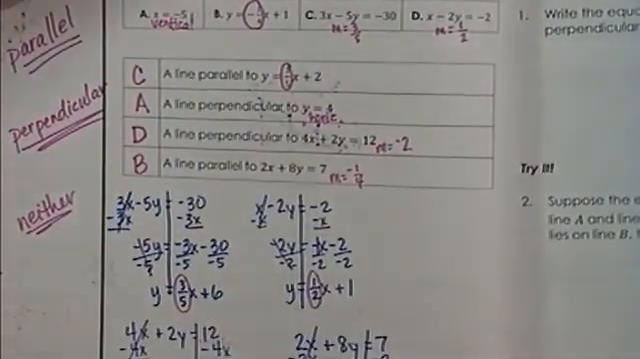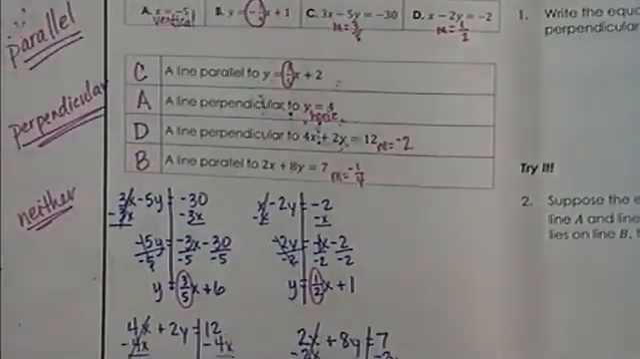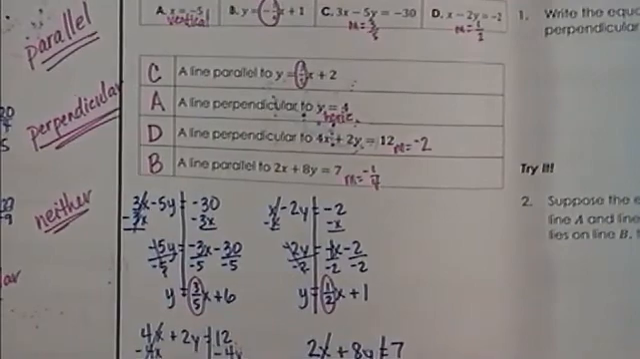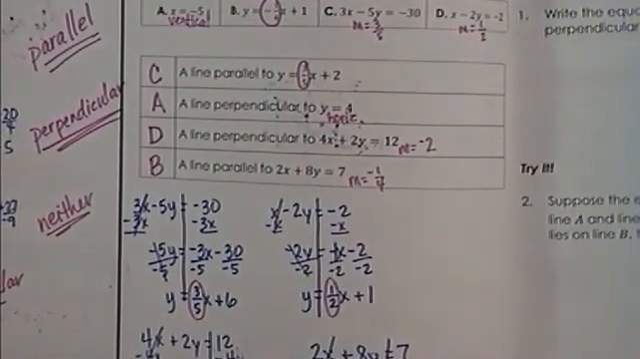All right, that's it. That's a lot with parallel and perpendicular. We have another lesson coming up. Topic 9 continues with parallel and perpendicular lines. But remember, if they have the same slope, they're parallel. If they have the opposite reciprocal slope, they are perpendicular. There you go.